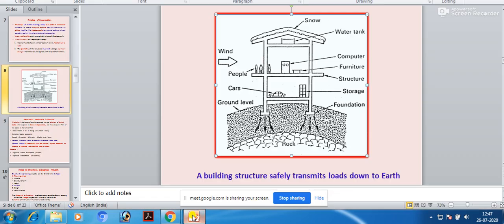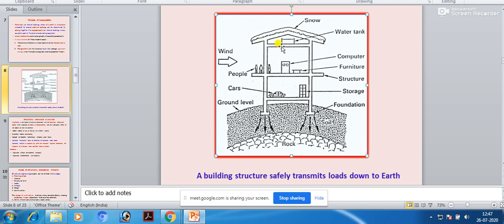Okay, now you see what this structure will do. So these are the structural elements, you understand. So this is a total structure. So structural element, you see what are the structural elements for this structure.